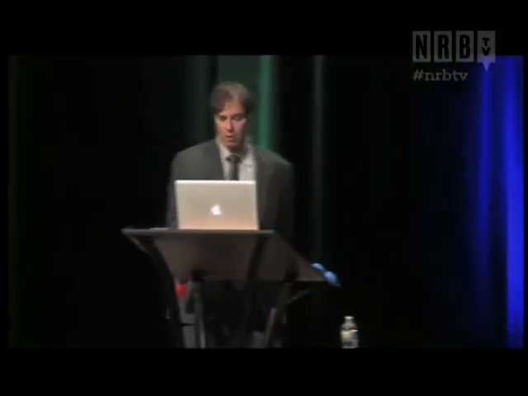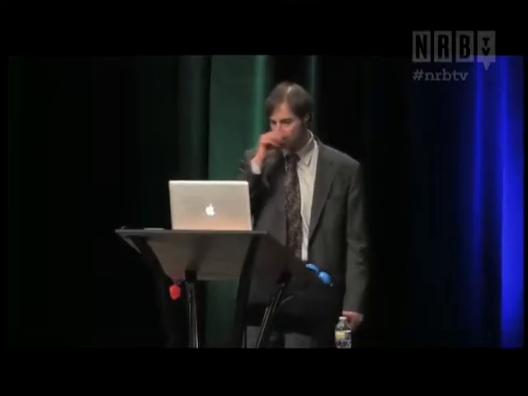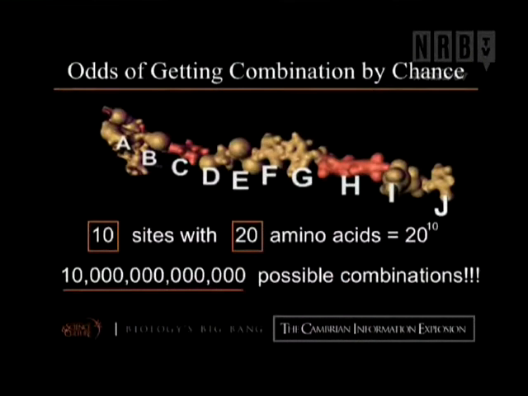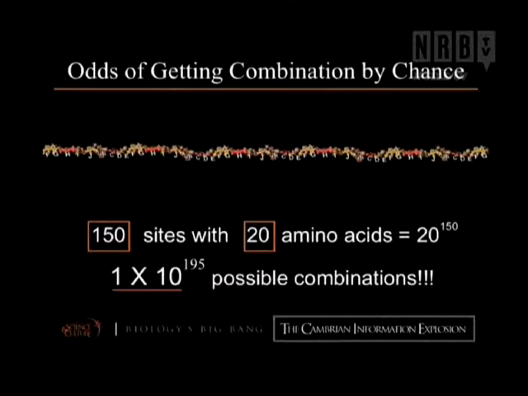So what kind of numbers do you get, as far as the number of possible combinations? Well, if you've got a little short peptide chain that only has 10 sites, then you've got 20 amino acid possibilities at each, so 20 to the 10th possibilities. But what if you deal with what Doug's dealing with, a 150 amino acid protein domain? You've got 150 sites with 20 possibilities, or 20 to the 150th power, which computes in base 10 to 10 to the 195th combinations.